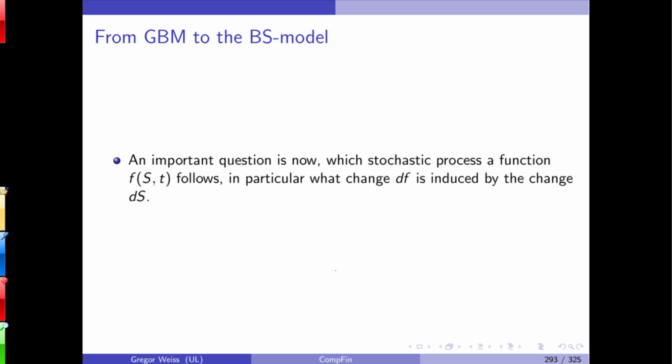Now, why are we using this at all? Why are we needing it? We'll now move from the geometric Brownian motion to the Black-Scholes model. An important question now is which stochastic process a function f in S and t follows if the change in S_t is given by a geometric Brownian motion or Brownian motion, and we are interested in a change df. We are looking at a function in the price S.